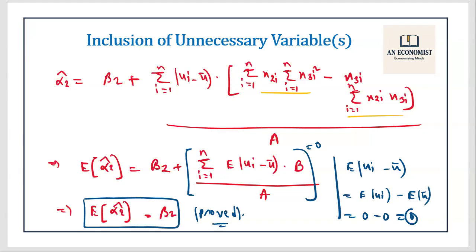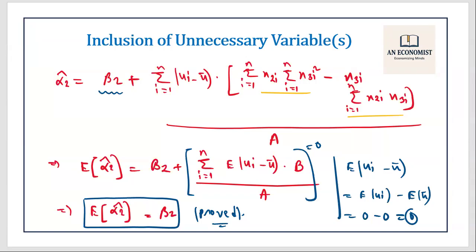Right? So I have done this for alpha 2 cap; exactly the same thing you can prove for alpha 3 cap. I am not doing this here. I'm giving it to you as your homework. Please try to prove that expectation of alpha 3 cap is equal to exactly 0, because beta 3 is not present. So this term will not be there in your derivation. Only the rest of the terms will be present, and that will come out to be 0 again.